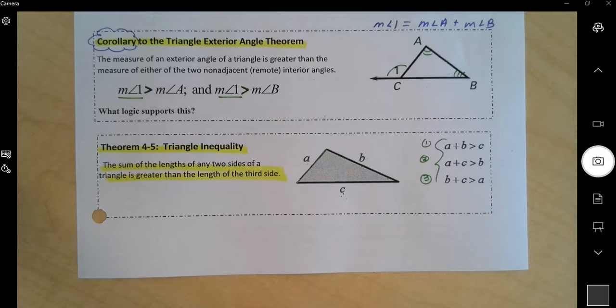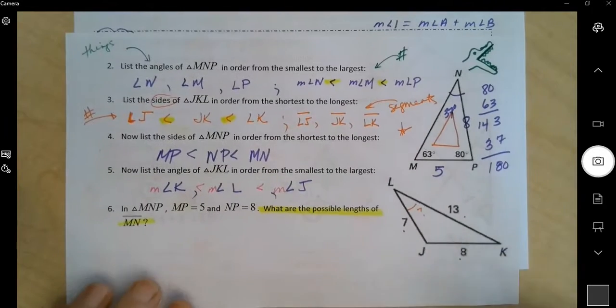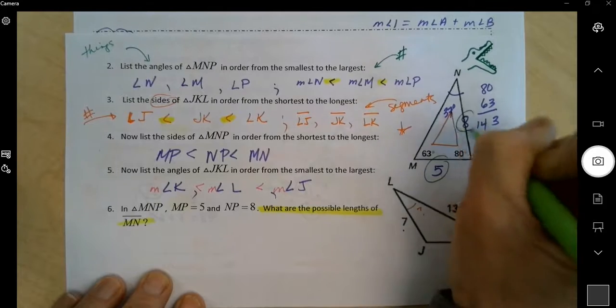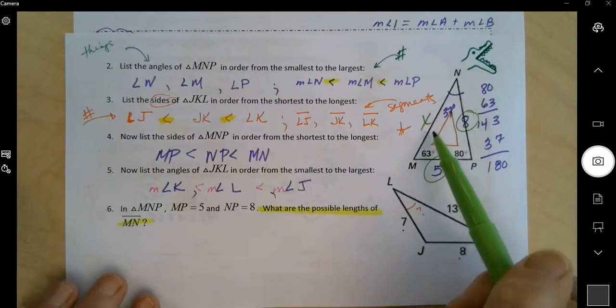Go ahead, Maggie. Can this theorem be used to prove that a thing is a triangle? Yeah, absolutely. All right, so we'll go ahead through and we'll talk about these side lengths. If I want to know something in algebra, I stick an X on it.